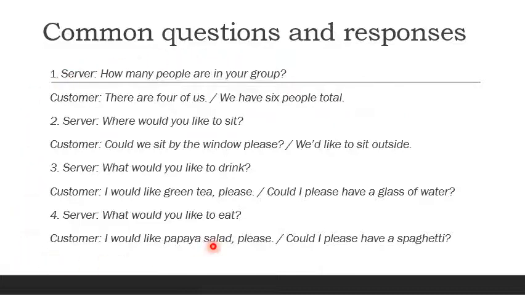You can also practice your own conversation together with your friends or your family. You can practice this conversation. There are lots of questions to ask when you are in a restaurant. So these are just some examples. Do you understand, students?